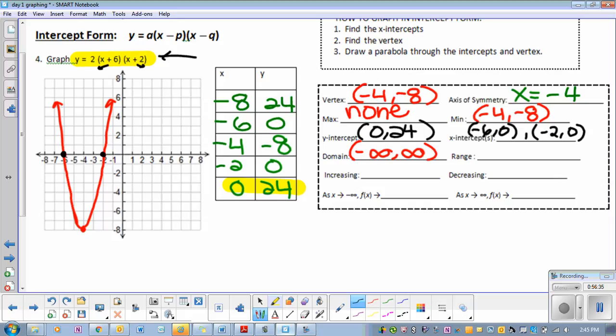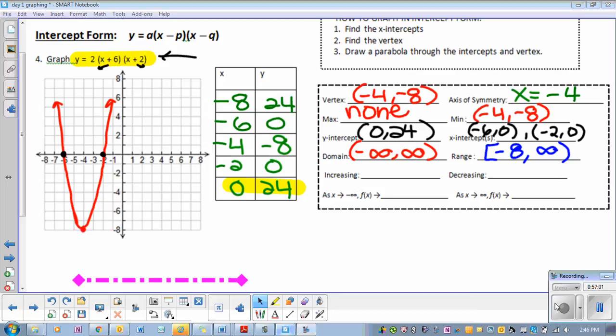Alright, so what about the range for this guy? What do you think? Tell me, where does it start? -8 all the way to what? Good. -8 to infinity. Now, I want you guys to try these. How are the arms going? Left arm, right arm. Up. Okay, they're both going up to infinity.